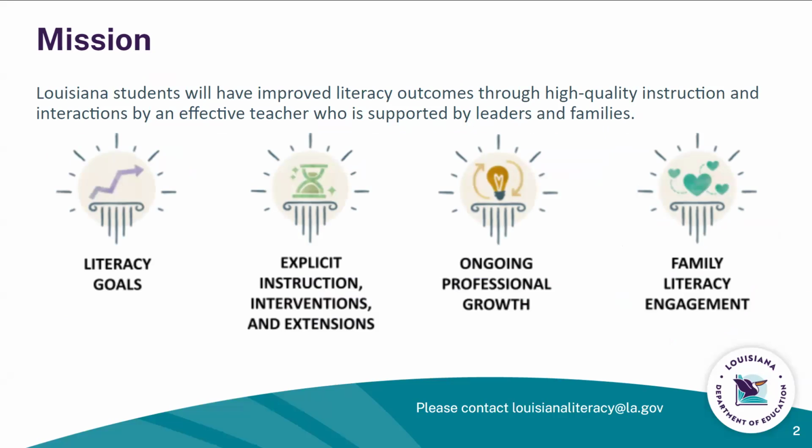The first pillar involves setting, monitoring, and communicating literacy goals at the district, school, teacher, and student level. The second pillar involves providing high-quality core instruction coupled with interventions and extensions that are explicit and systematic. The third pillar involves teachers and leaders being provided with ongoing professional growth opportunities. And the fourth pillar involves engaging families in their child's literacy development at all ages and stages.